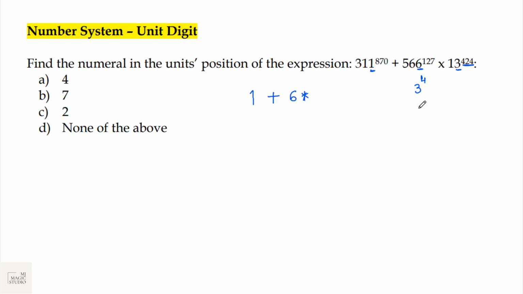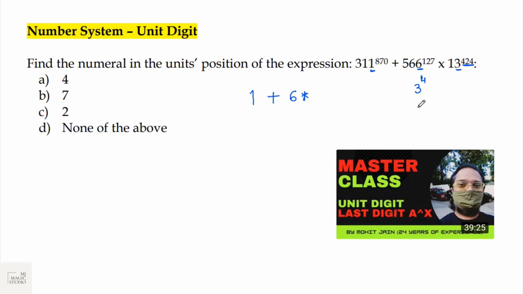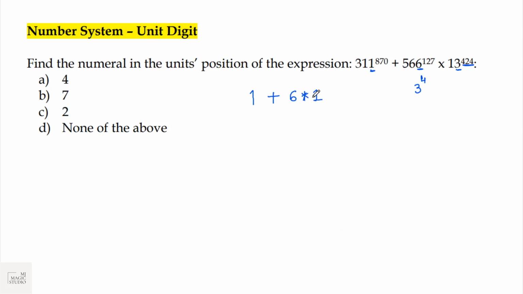Go through the playlist, the master class, you will find there one session on unit digit if you want to dwell deeper into the concept. Now 3 to the power 4 is 81, so the last digit would be 1. The last digit of the entire expression is 1 plus 6 into 1 is 6. That is 7. Option B is the pick.